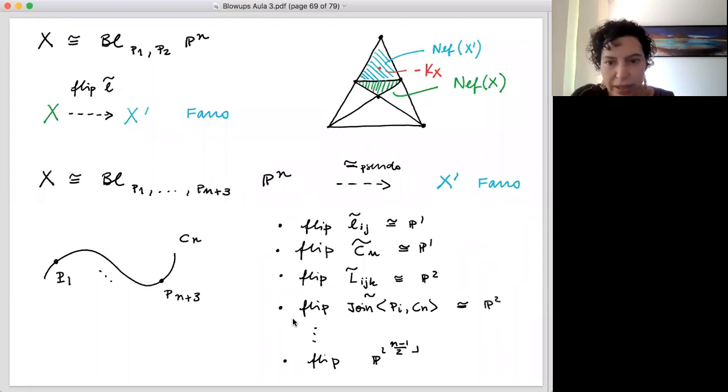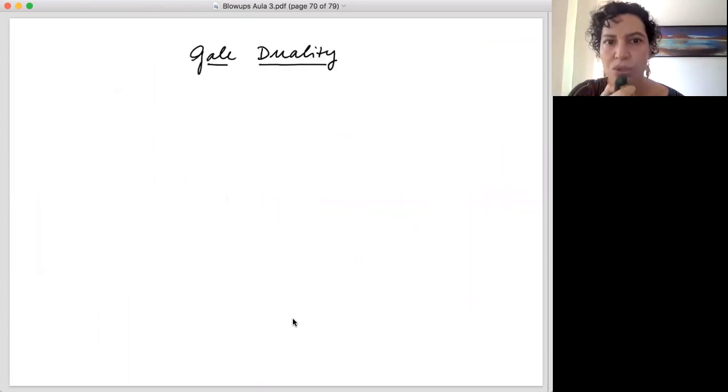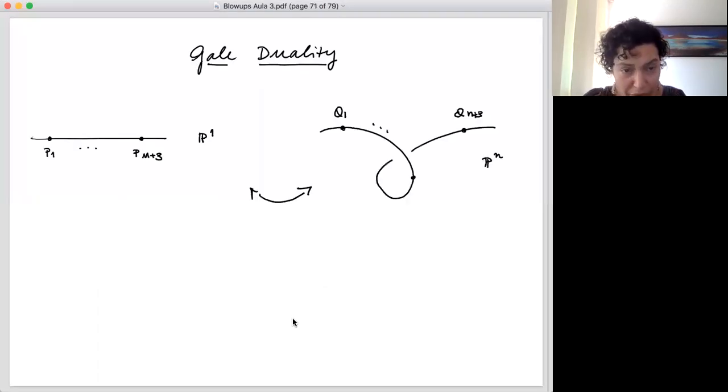And now I would like to point out something that got a little bit hidden in this picture, which is the notion of Gale duality. So in this case, when we looked at n+3 points in Pn, I told you that this variety is isomorphic to the blow up, to the moduli space of parabolic vector bundles on P1 with n+3 marked points. So in fact, I can construct the following correspondence.